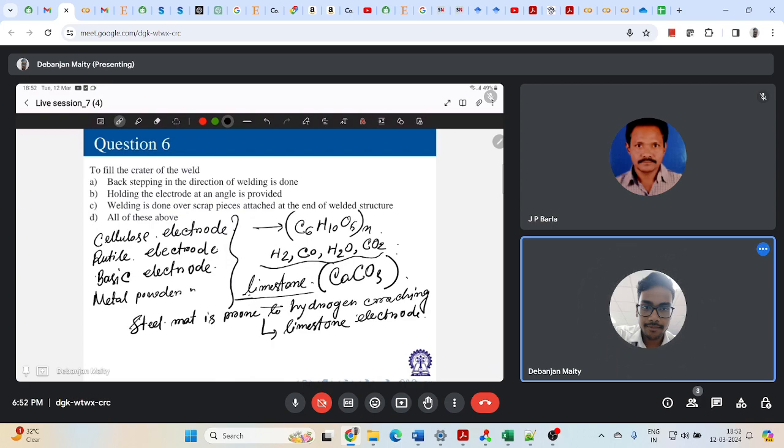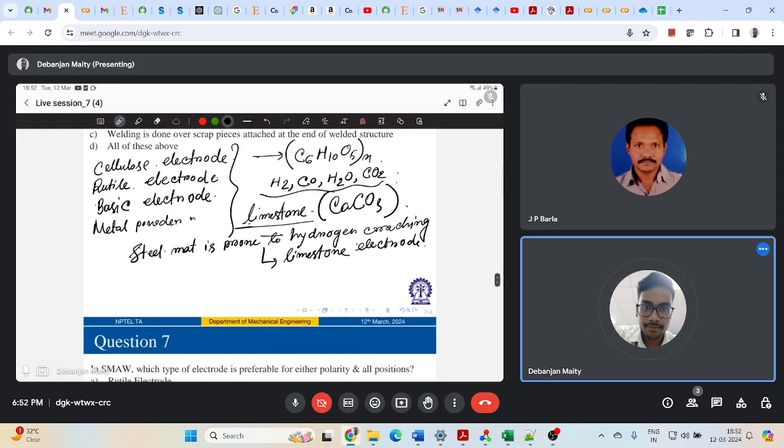And then, what else do we have? We have something called rutile coating. The rutile coating mainly contains titanium oxide.